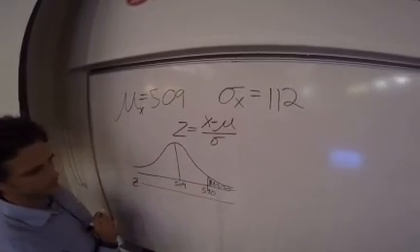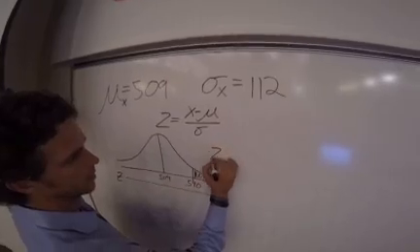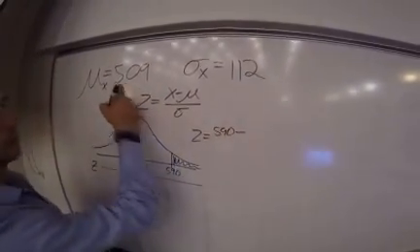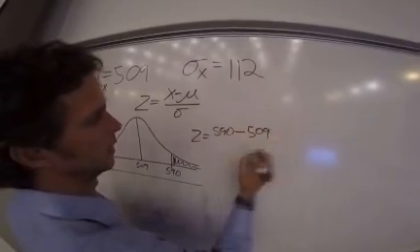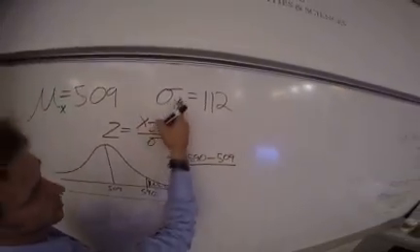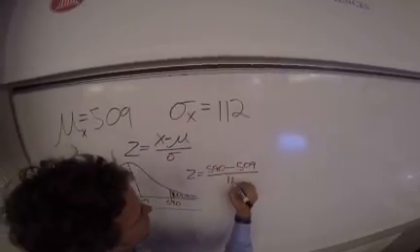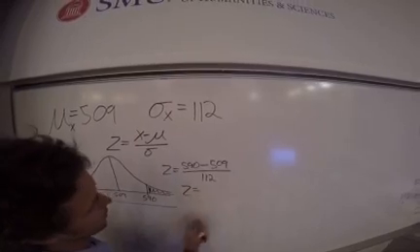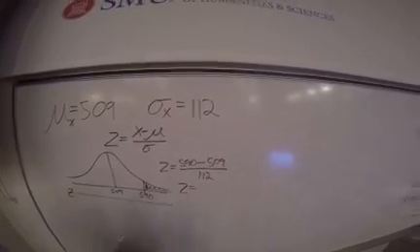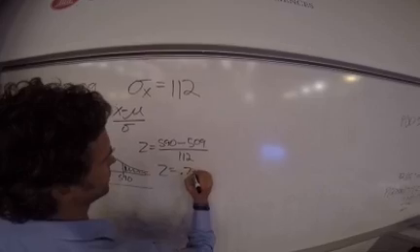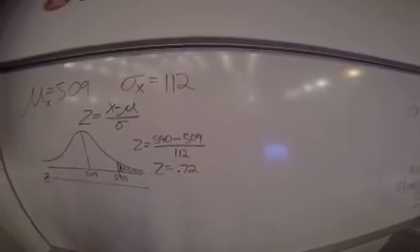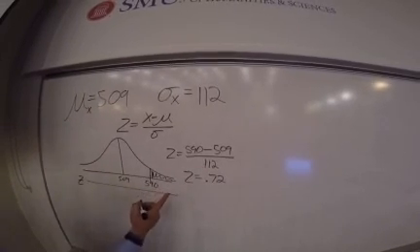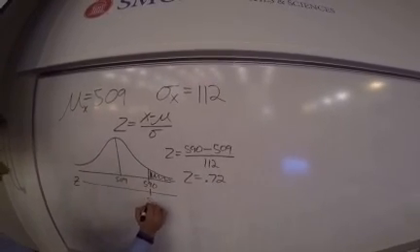Second, find the z-score. And here comes the z-score. We know that z equals 590 minus mu, which is 509, divided by sigma. Notice this is just of the individual, sigma x, which is 112. This is what we've been doing for the last week. And if you do this math, that turns out to be a grand total of 0.72. That's a z-score of 0.72. So what we're going to end up doing here is this is 0.72.